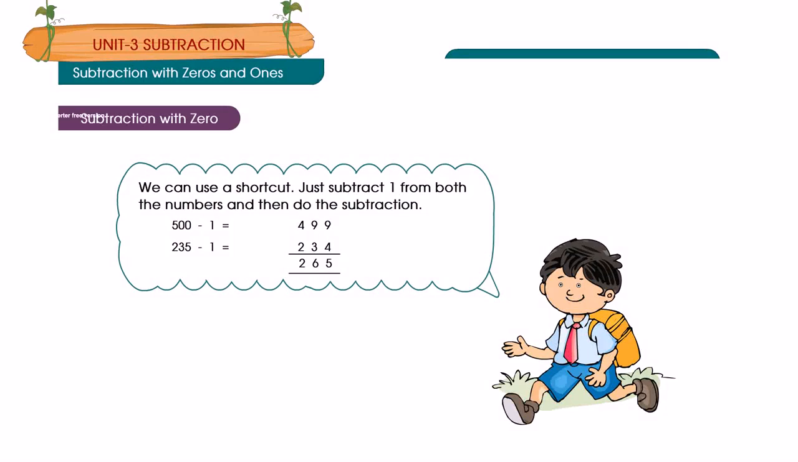We can use a shortcut. Just subtract 1 from both the numbers and then do the subtraction. 500 minus 1 is equal to 499. 235 minus 1 is equal to 234. 499 minus 234 is equal to 265.